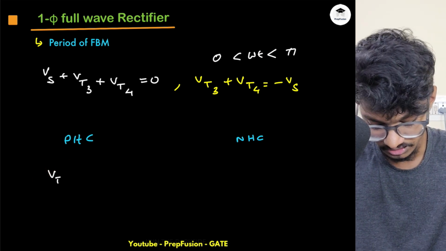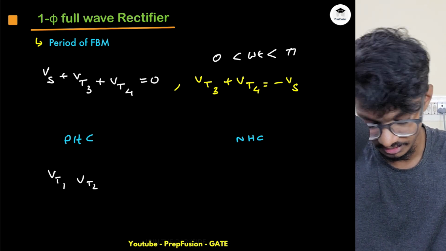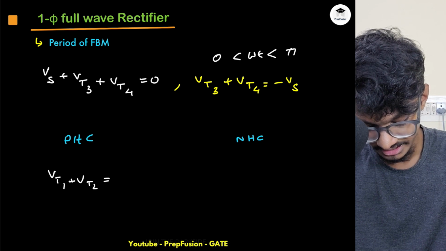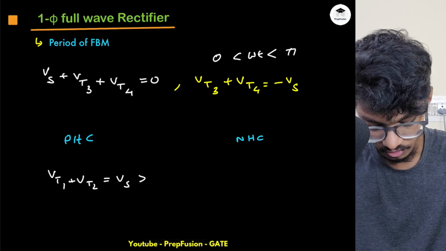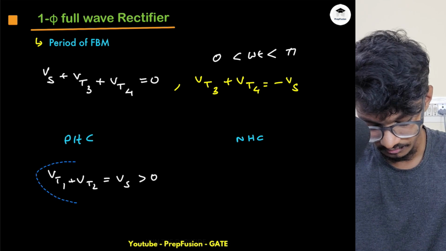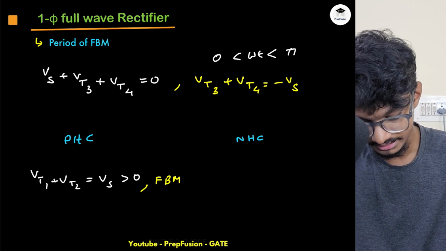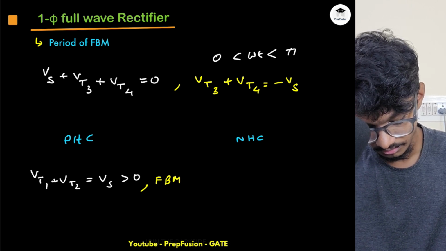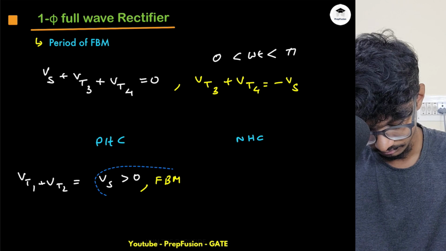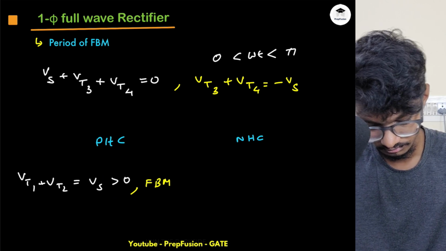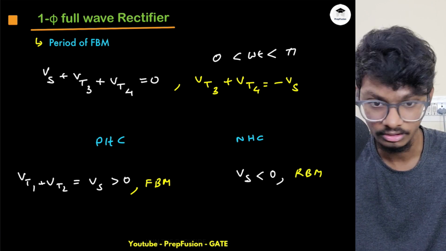I will explain that as well. So in the positive half cycle, Vt1 plus Vt2 is Vs in our case. Then it is positive, so obviously this will be in the forward blocking mode. And in the negative half cycle, as Vs is less than 0, we write Vt1 less than 0, it is in the reverse blocking mode, so obviously I cannot control it.